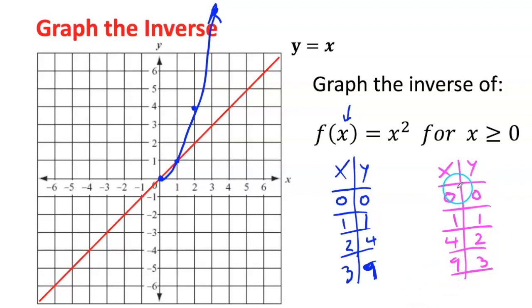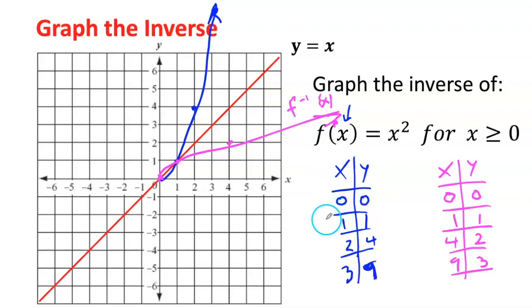And now I plot these values: (0, 0), (1, 1). Now it's (4, 2) and (9, 3), right? Something around here. Okay, so curve. Oops. Okay, you get the idea. So now this is going to be my inverse function, and this is the easiest way how to graph an inverse.